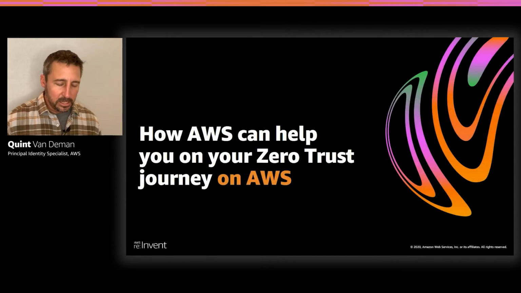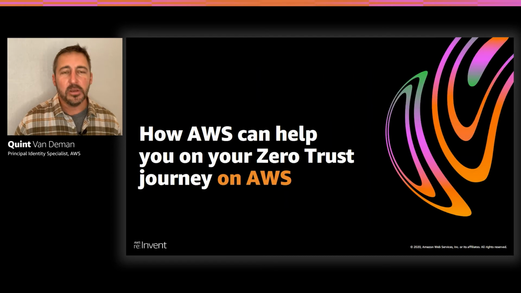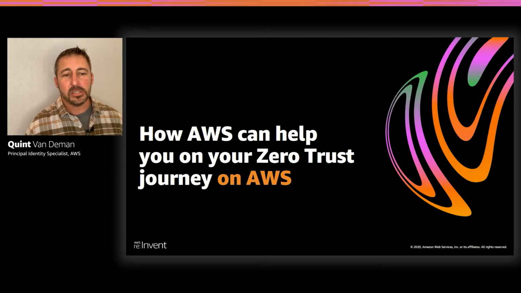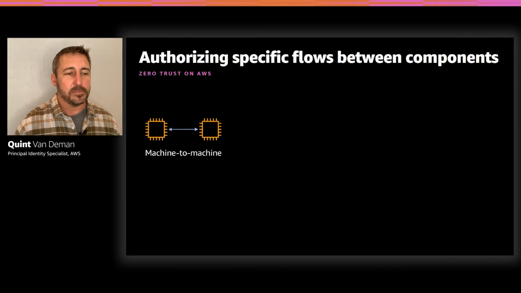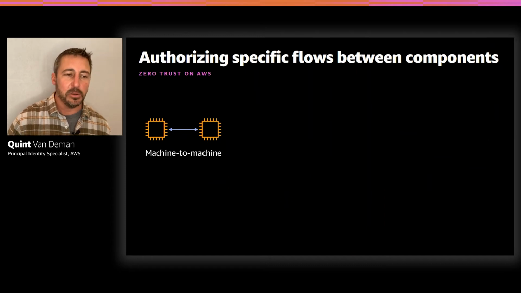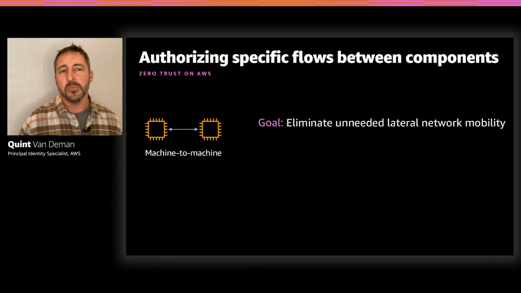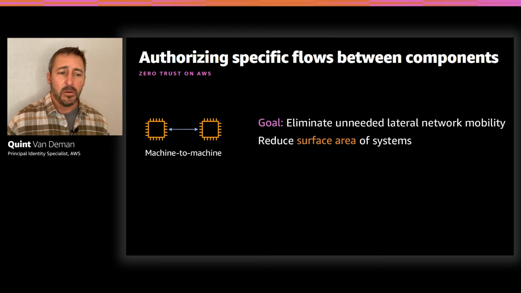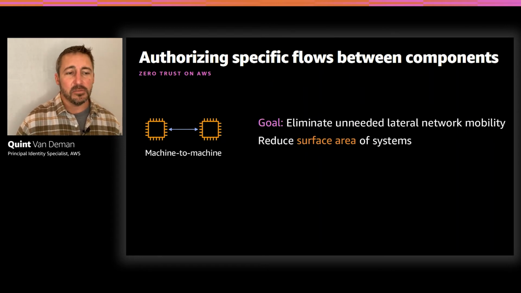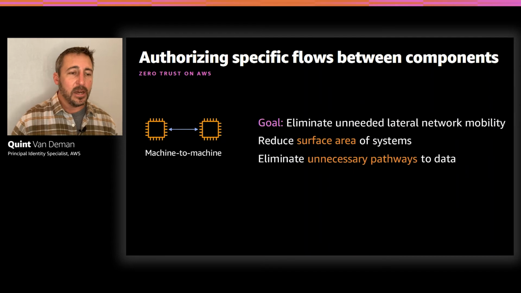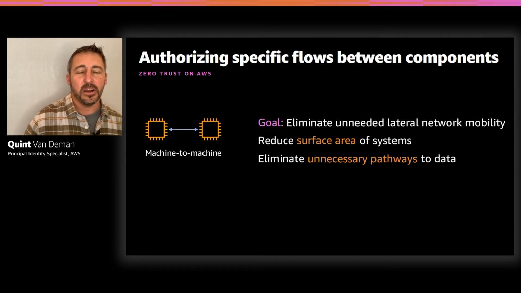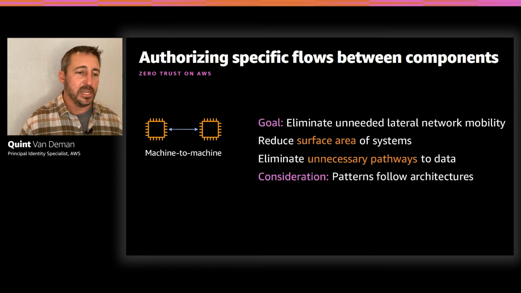So now let's look at how AWS can help you on your own zero trust journey. And we're going to use 3 specific use cases as our backdrop. The first use case that we're going to look at is how we go about authorizing specific flows between components, right? Machine to machine, service to service. And again, the goal here is usually about eliminating unneeded lateral mobility through the network, right? We want to do that for the fairly obvious reason of reducing surface area of systems, especially ones that are able to eliminate unnecessary pathways to data.